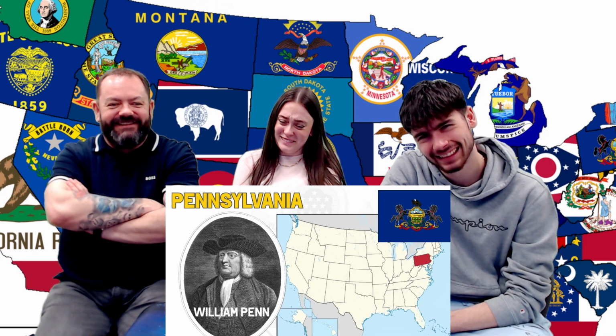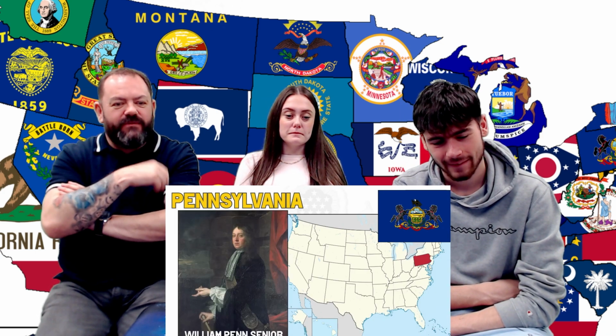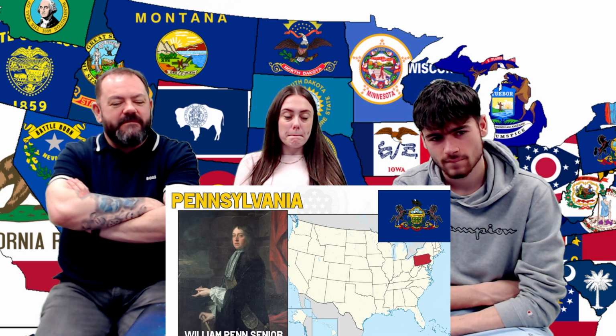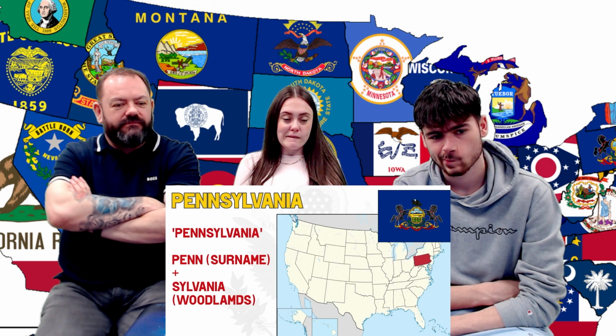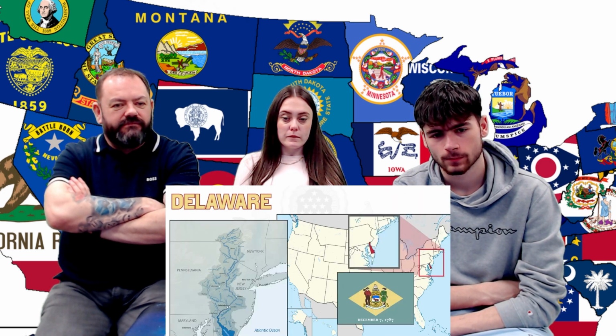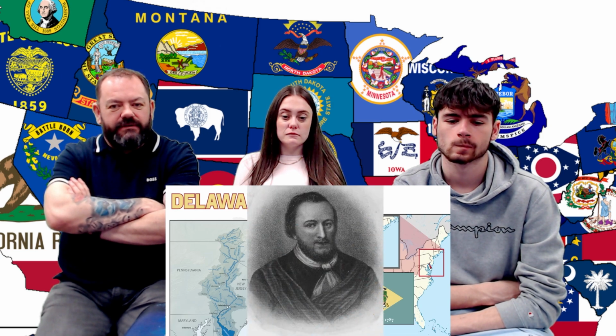William Penn founded the province of Pennsylvania as an English colony. In honor of his father and probably his family in general, he named it Pennsylvania, combining their name, Penn, and the Latin term Sylvania, which translates as woodlands. Delaware gets its name from the Delaware River. The river itself was named after Lord Delaware, who was the first Governor General of the colony of Virginia.